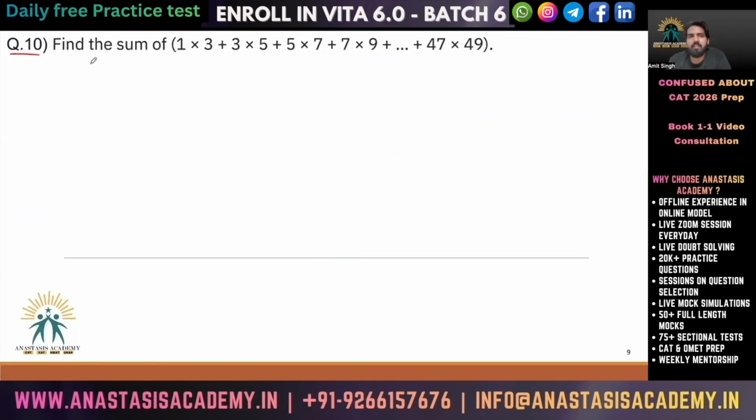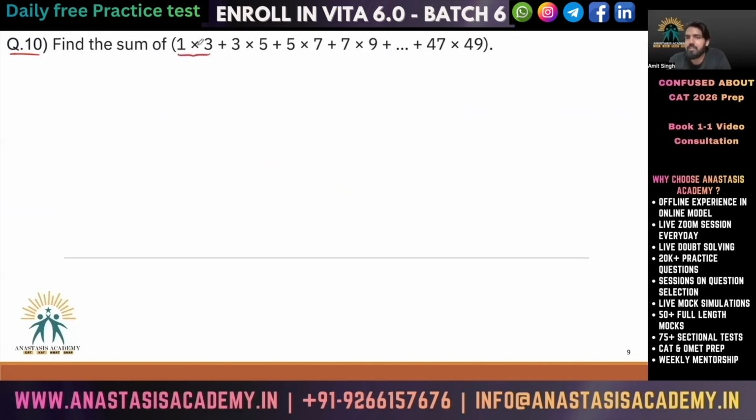Let's look at this question. Find the sum of 1 cross 3 plus 3 cross 5 plus 5 cross 7 plus 7 cross 9 and so on till 47 cross 49. So you can see 1, 3, 5, 7, 3, 5, 7, 9. These are all AP, correct? And these are odd numbers.